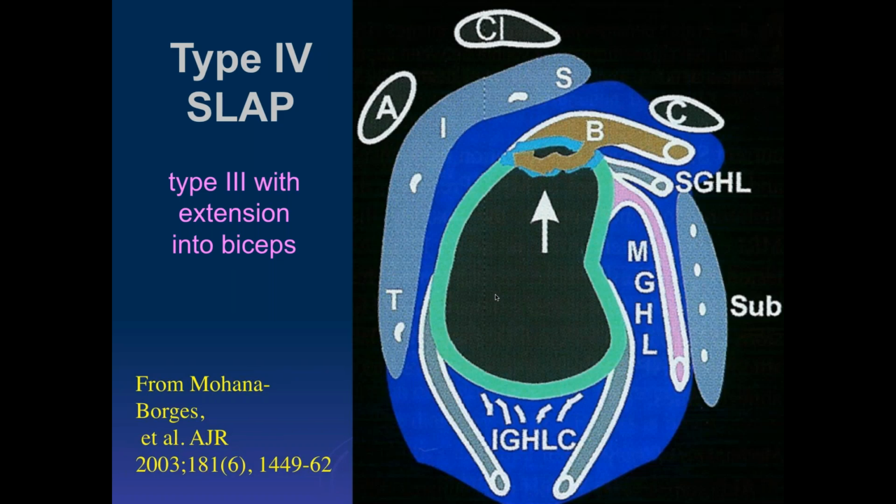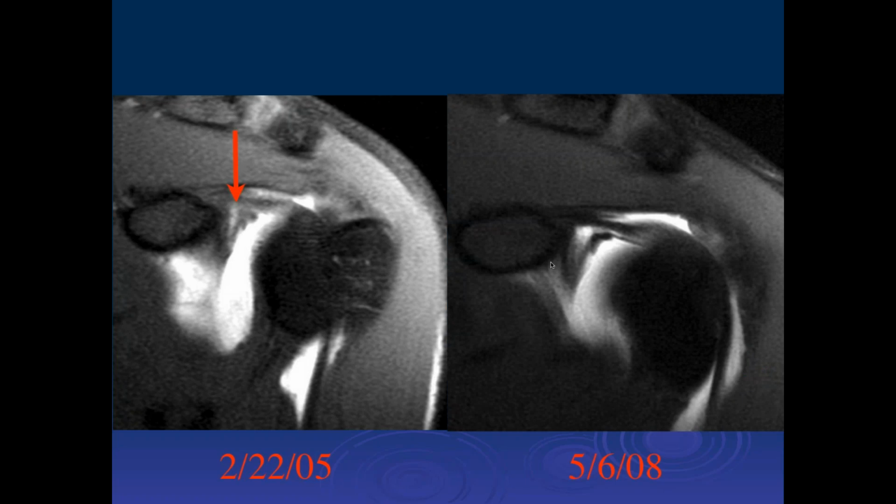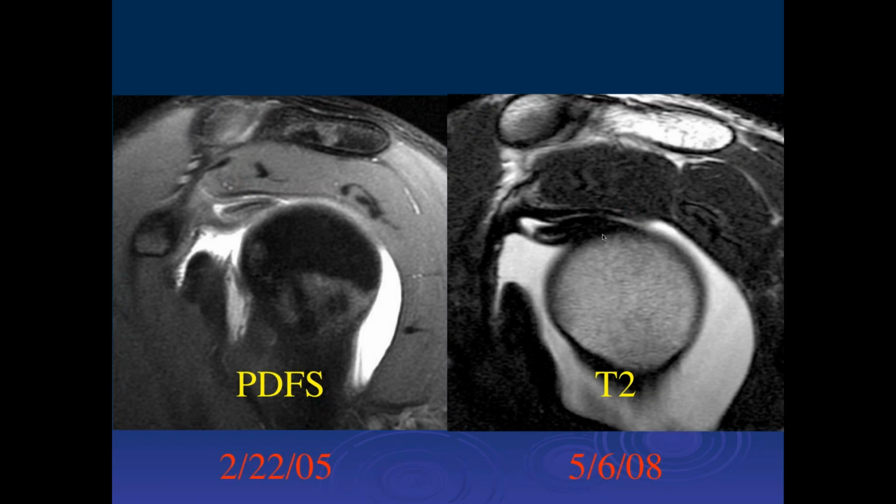but that really hasn't panned out. And then there's the type 4 SLAP tears, and these Snyder described as the most symptomatic of all SLAP tears. This is where we have a tear of the superior labrum with a longitudinal extension into the biceps tendon. So here's an example where we can see a tear involving the superior labrum. There's the biceps anchor. That's on 2/22/05.